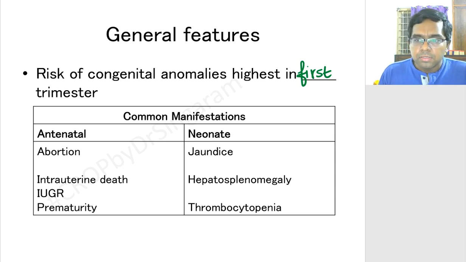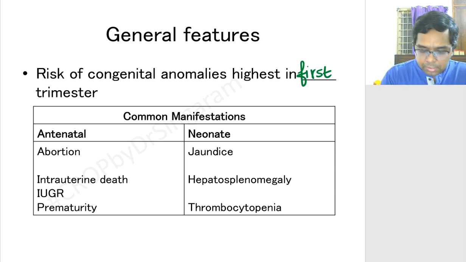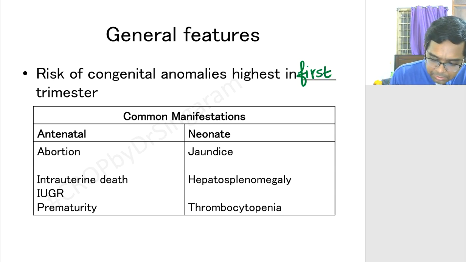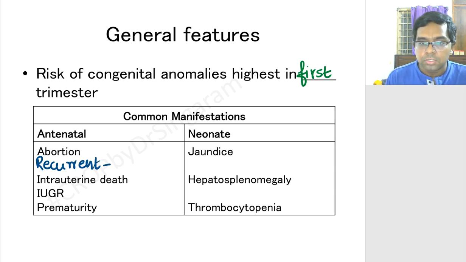Okay. Next, let us look at the common manifestations of these intrauterine infections. Now I have divided it into antenatal and the neonate. In the antenatal period, it can be associated with abortions. Here, I would like to highlight a very important point, right? There is something called recurrent abortion. Recurrent abortion is generally not a feature of TORCH infection, except only one TORCH infection. What is that? That is syphilis.